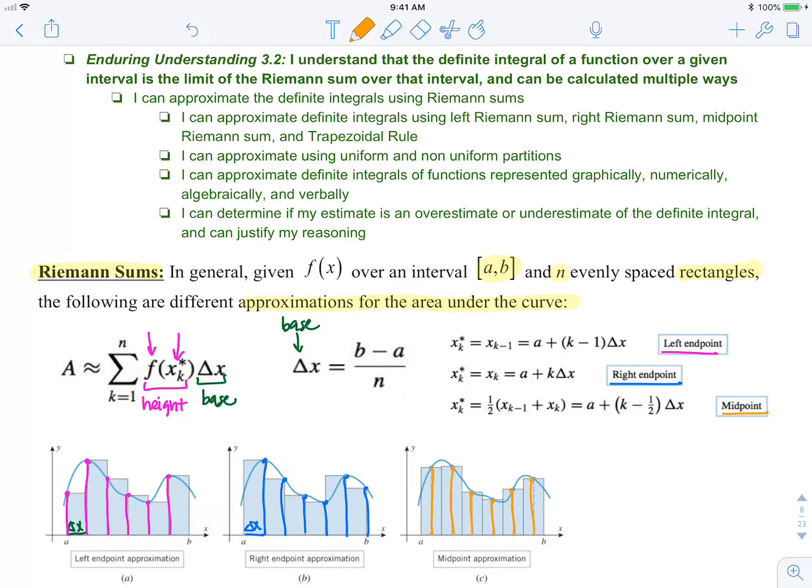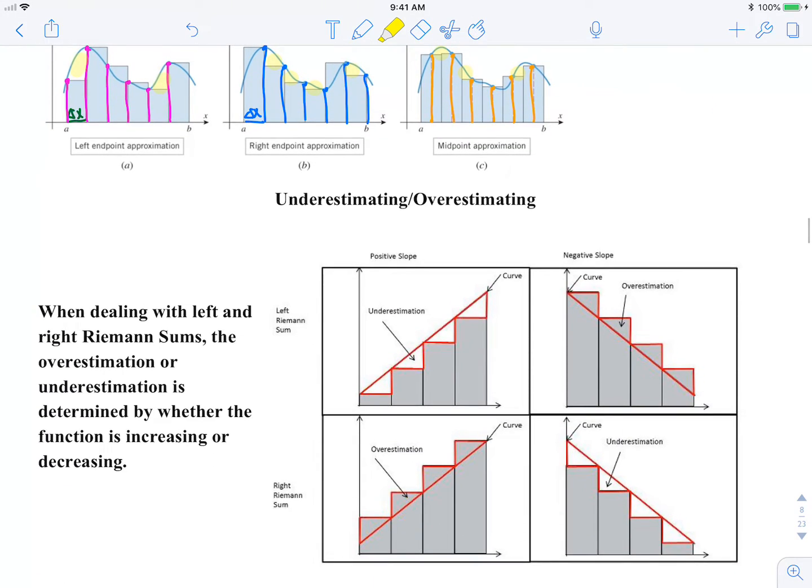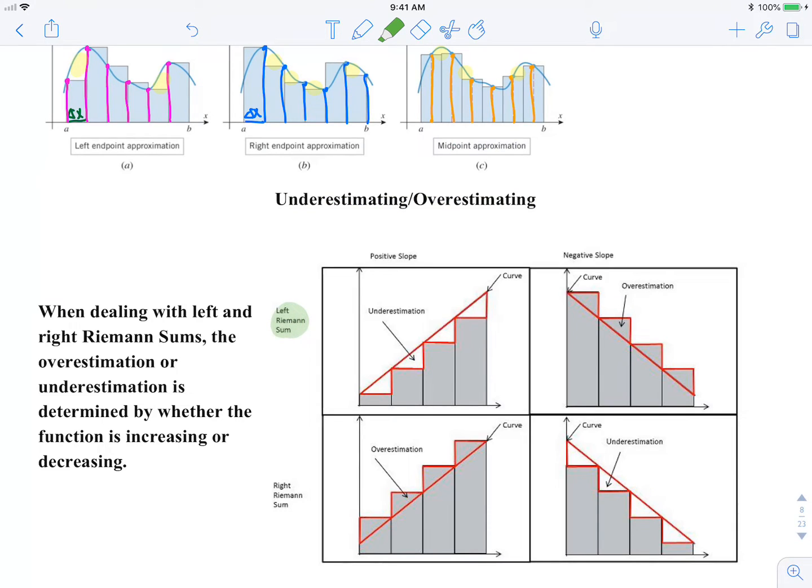As you can see, whether you use the left, the right, or the midpoint, there's always a little extra area that is not accounted for or that you go over. So you can see that using Riemann sums is always going to be an estimate of the area under the curve. So it's important to determine whether your estimate is an overestimate or an underestimate. And honestly, we focus on this most on the AP exam with left Riemann sums versus right Riemann sums.